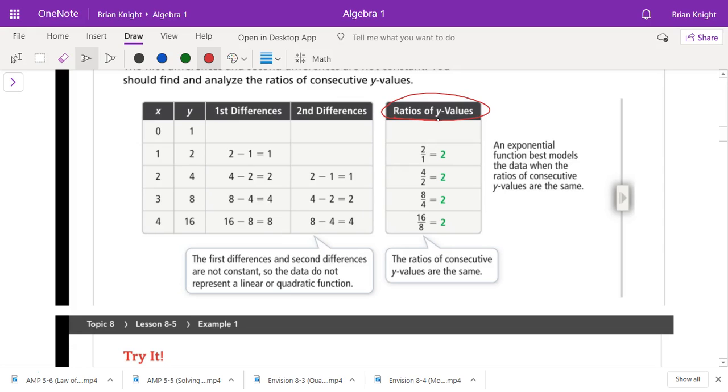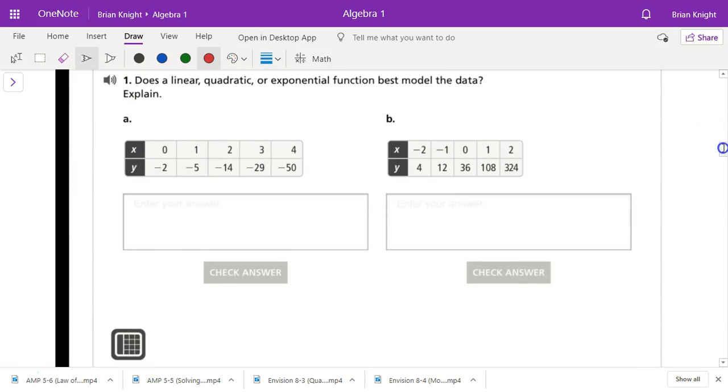So to get this, we said 2 divided by 1 was 2. 4 divided by 2 is 2. 8 divided by 4 is 2. All right? So those are what you're looking for. Everybody good? All right, let's try one.